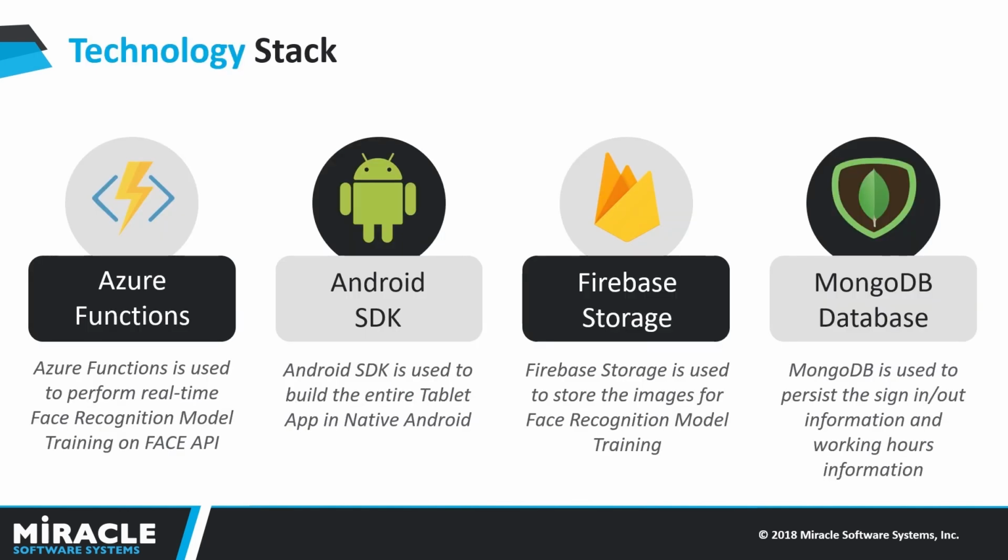MASIA uses Azure Functions to keep the face recognition model up to date in the Face API. When new employees join and sign up for face recognition, the Azure function kicks in to add their face images to the Face API and train the model. MASIA is a native Android app, and hence it is built on Android SDK with Java. It uses Google Firebase storage to store employee images for face recognition. It is backed by MongoDB to store all the daily employee activity and timesheets.